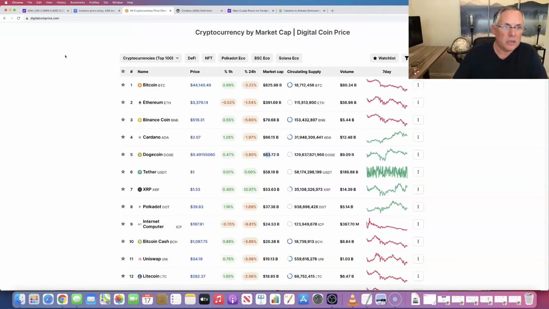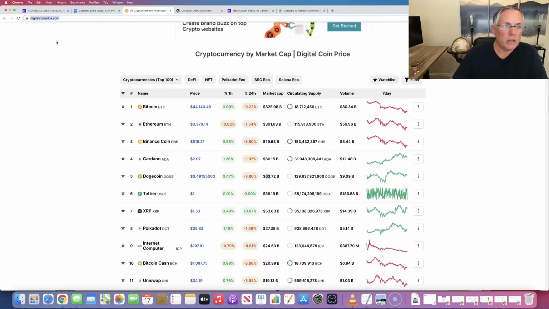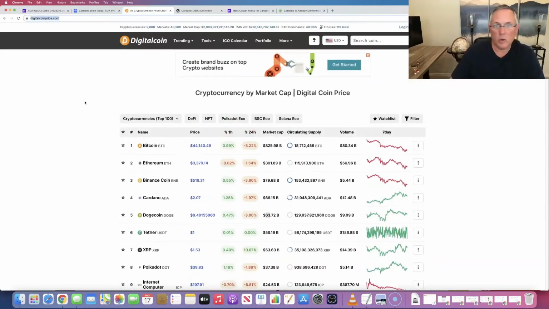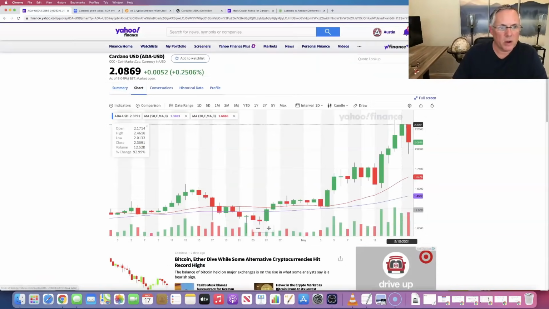Again, I like this over on digitalcoinprice. I like this snapshot, so use this for your own. This gives you a feel for what is going on in the overall top 100 cryptocurrencies, and it's on digitalcoinprice.com. Okay, so that's kind of, oh, and look, there you go.